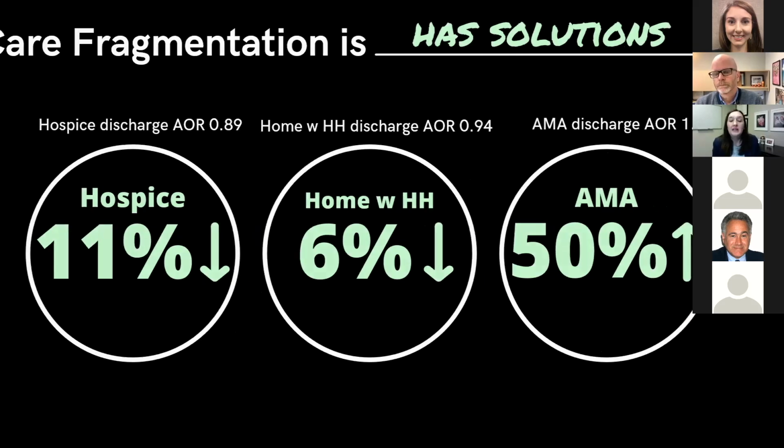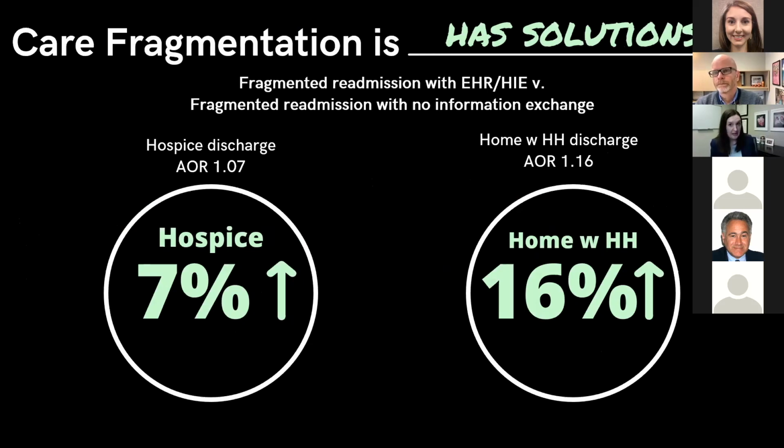However, when we limited the analysis to only fragmented readmissions and we compared fragmented readmissions in which there was a means of electronic information exchange, so either a same system readmission with shared EHR or an out of system readmission with HIE available at both hospitals, and compared those to a fragmented readmission in which there was no means of information exchange, we found very different results. We found 7% higher odds of discharge to hospice and 16% higher odds of discharge home with home health.